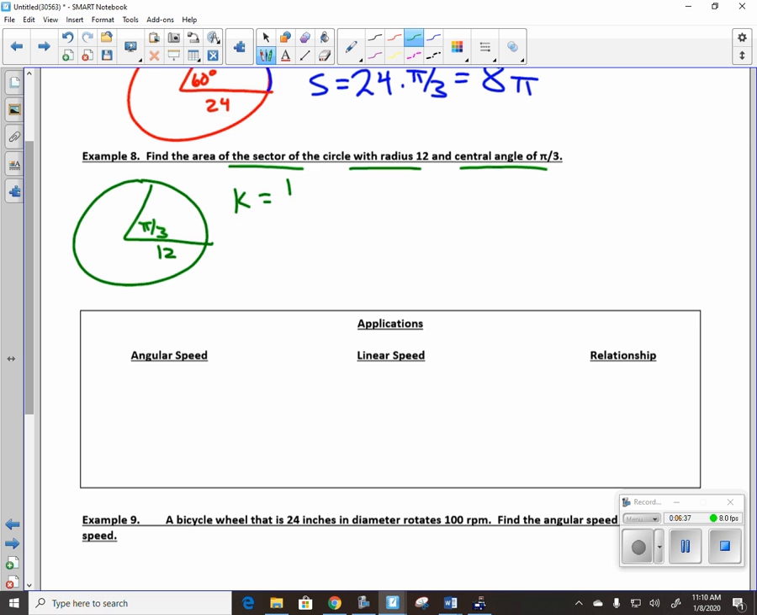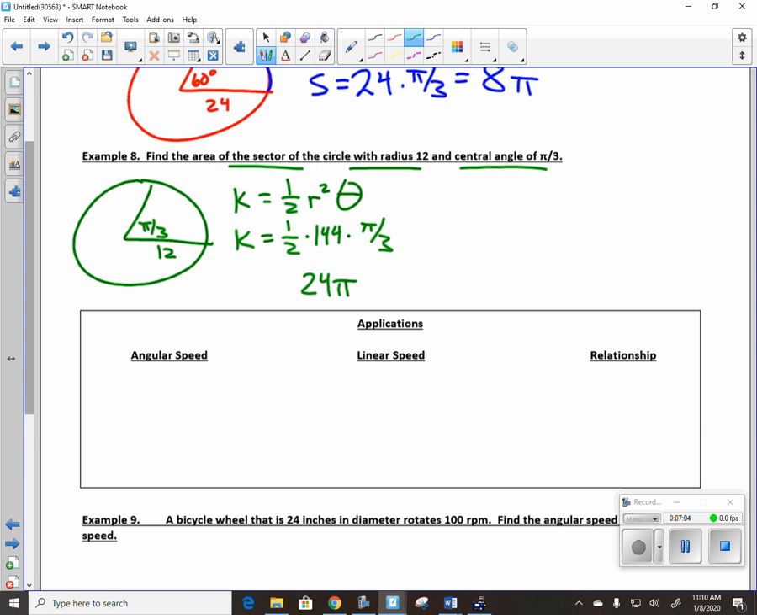K is equal to 1/2 r squared theta. So K is 1/2 times, what's the radius? Squared, 144. Times theta, don't need to convert it. It's already in radians, pi over 3. What's 1/2 of 144? 72. And 72 divided by 3, 24 pi. So that is the exact value.